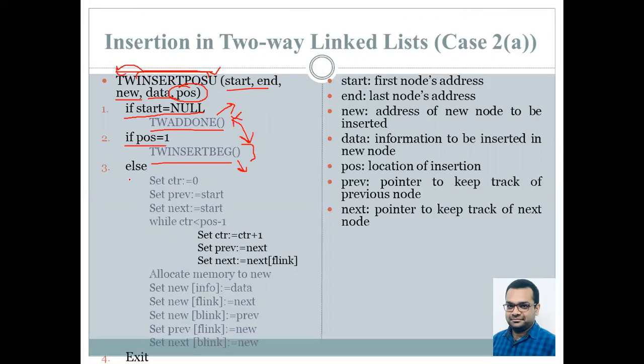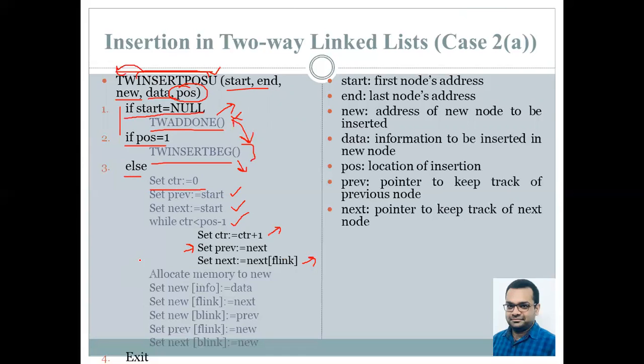Now, if none of these two cases are true, control jumps to the else part, where we initialize the value of the counter, we initialize the value of the previous and next, and we check if counter's value is less than position minus 1. So counter is incremented. We assign previous as the value of next, and next is incremented by using this statement to point to the next node.